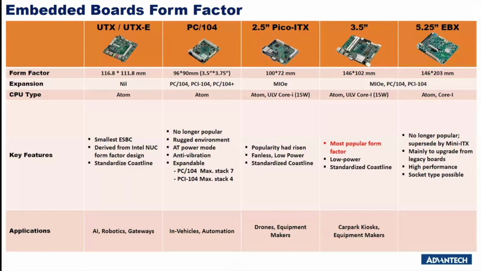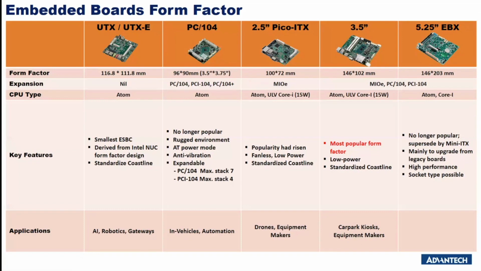It's quite small, very compact, and some of the I/O is at the coastline. Whereas PC104 doesn't have I/O on the coastline. It's a pin header, you've got to pull it out. You can stack PC104, but it's no longer popular. 2.5 inch and 3.5 inch are the popular ones nowadays. 2.5 inch is like the normal 2.5 inch hard drive size, a Pico-ITX. 3.5 inch with more I/O is still, to date, the most popular form factor.